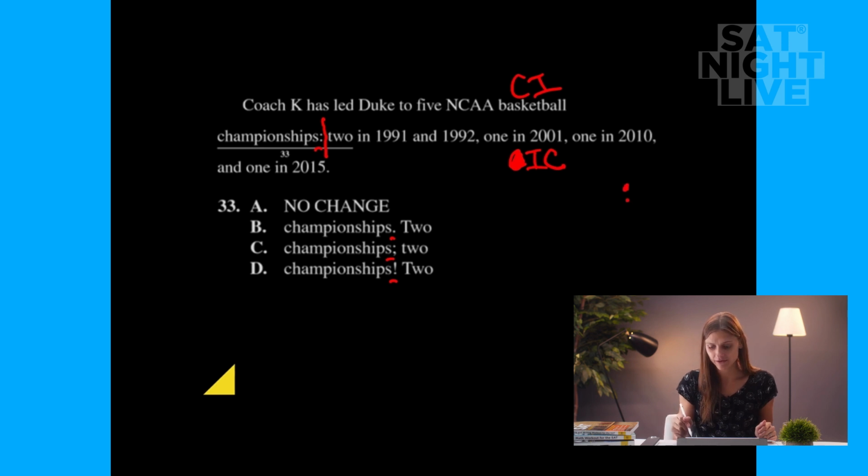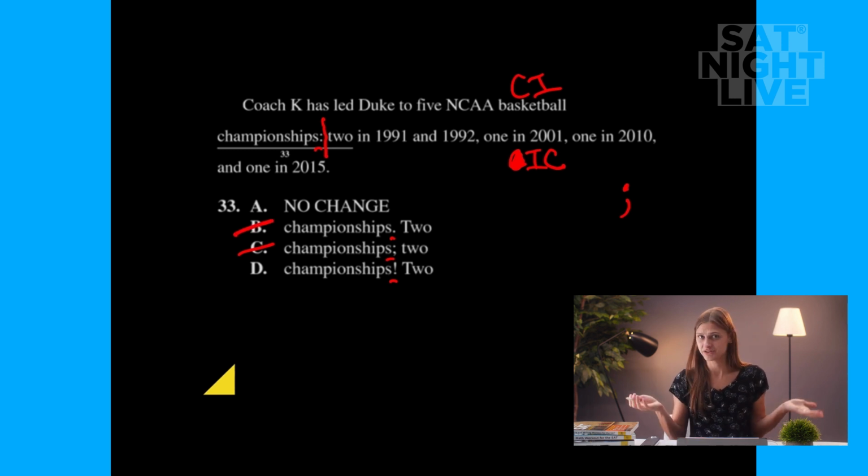That semicolon, our friend, is not going to work out here because that can only be used to separate two complete ideas. So looking down our answer choices, let's get rid of C because there's a semicolon. And we can also get rid of B because there's a period, which again has the same function as a semicolon. Now between A and D, D has an exclamation point, which also comes at the end of a complete sentence. So we could say, Coach K has led Duke to 5 NCAA basketball championships, right? And have that excitement going with the exclamation point.